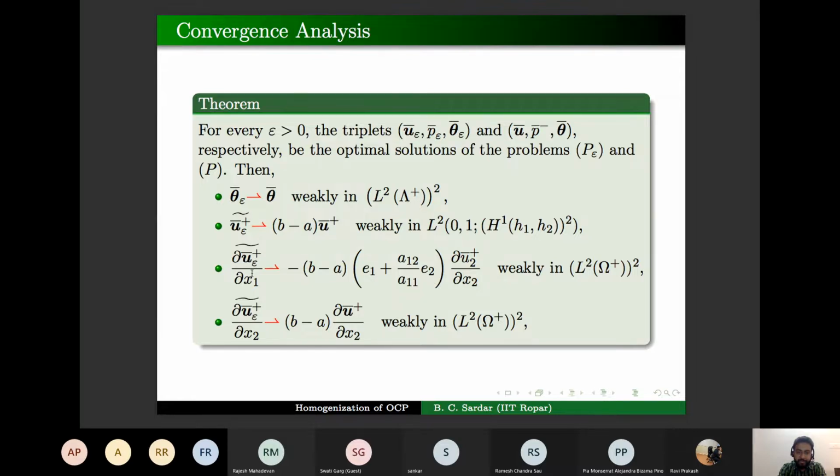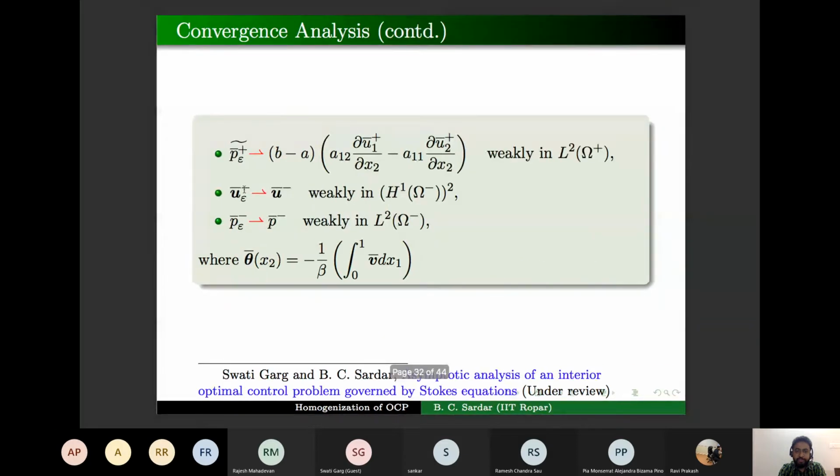So the more interesting convergence I'll show you here: if you observe, del u epsilon plus by del x1 is converging to the solution, the second component del u2 plus by del x2. And the x2 derivative is fine, because there is no oscillation in the x2 direction, so this convergence result is expected. And then the corresponding convergence for pressure is also another interesting result: p epsilon bar, the pressure which is defined on the oscillating part of the domain, will get a convergence in terms of the velocity.